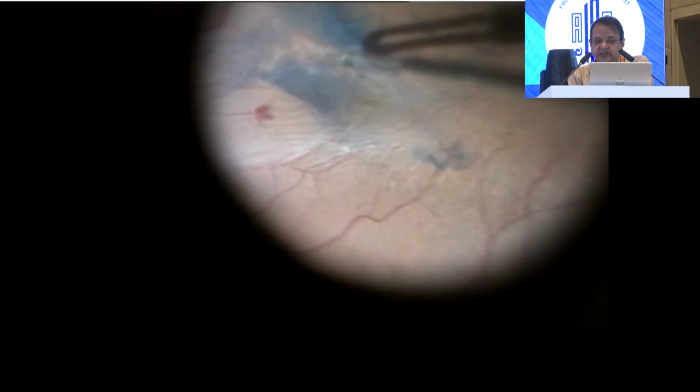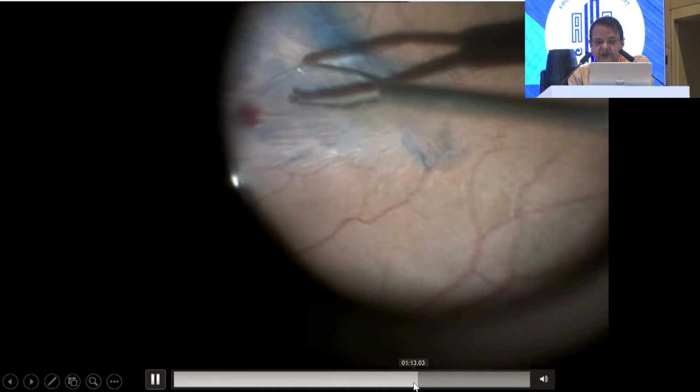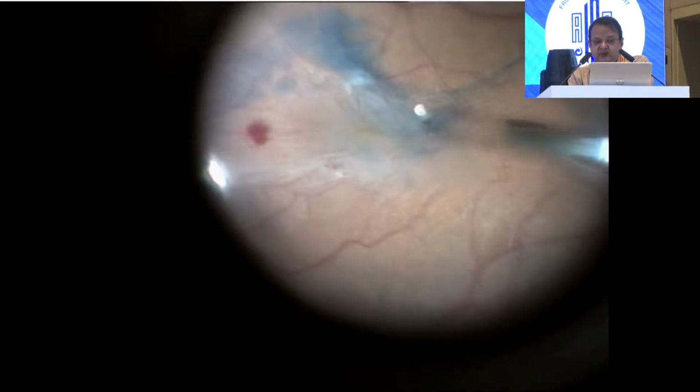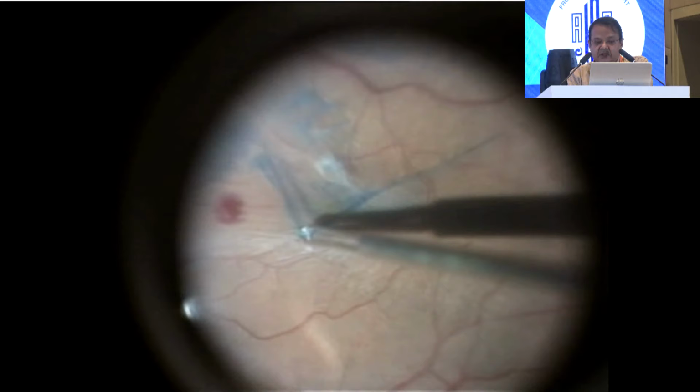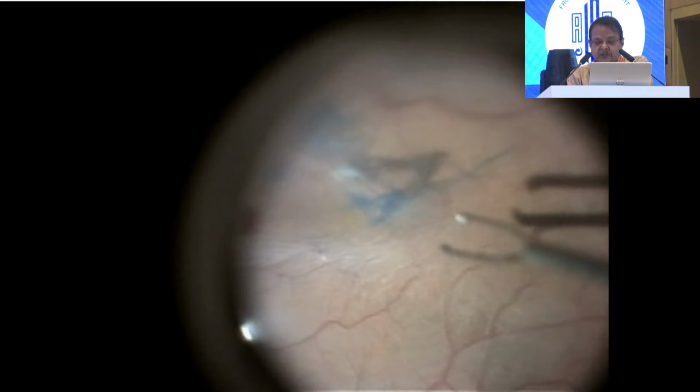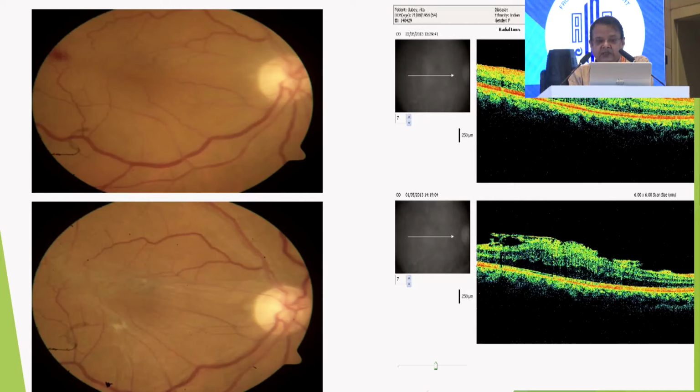And this membrane is removed. You can see that this membrane is removed totally. A slight area of membrane is left. I lost the membrane, so I use a diamond scraper to create an edge. And now you can see the whole of the membrane comes in toto. These are the post-op results. This patient improved from 6/36 to 6/18.